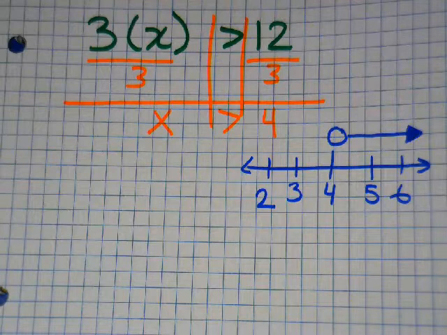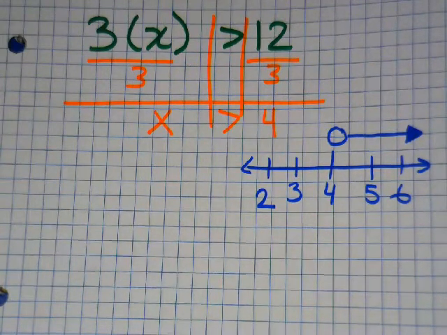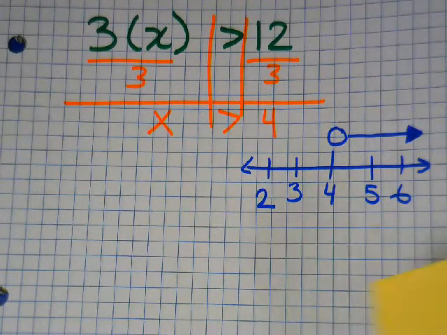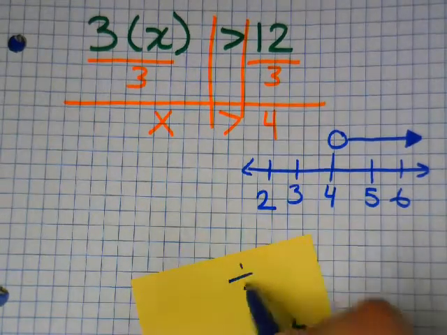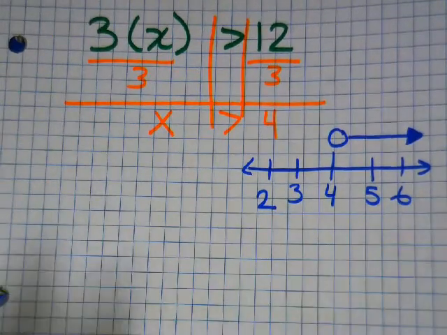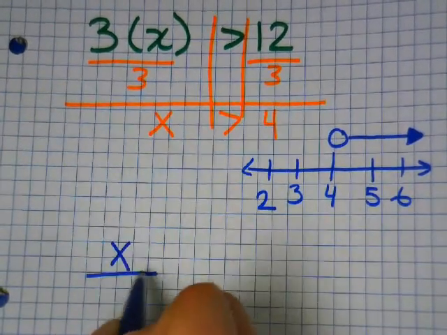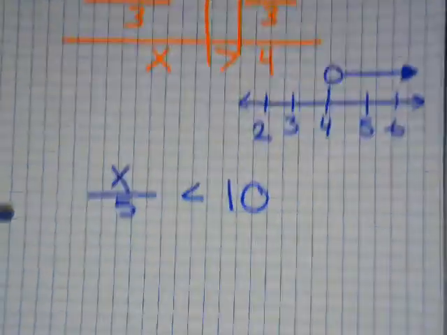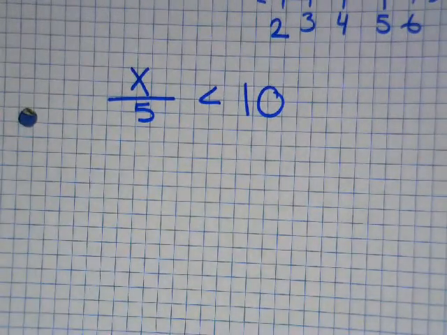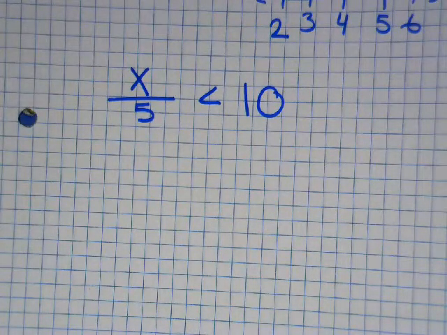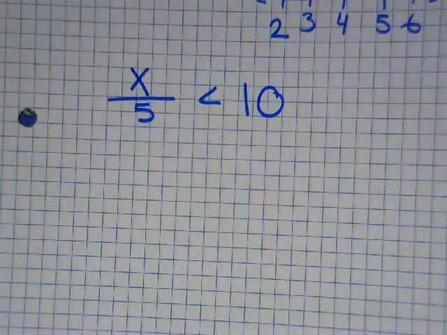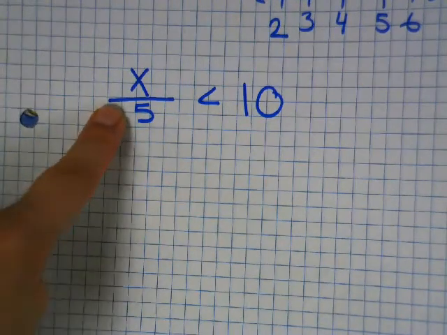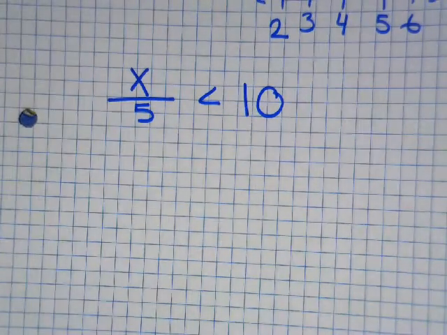So now it's going to start to look like a division problem. But in middle school, in 7th grade, we don't use this as division, right? We use a fraction. So x over 5 is less than 10. X over 5 is less than 10. So this line means division.